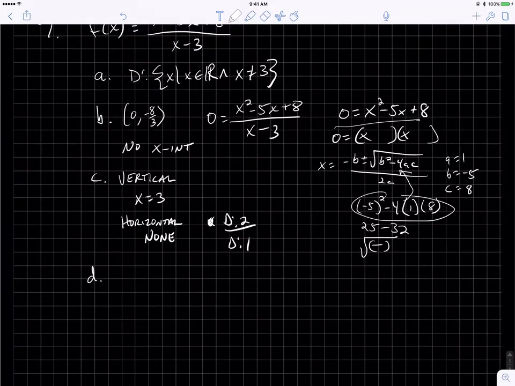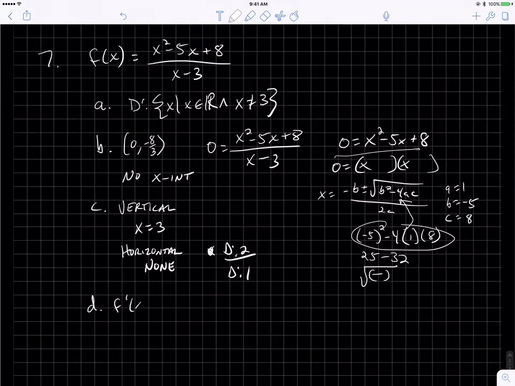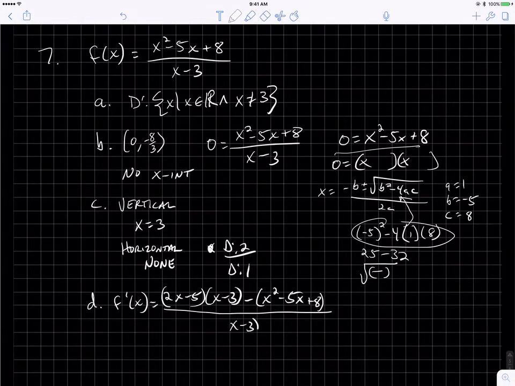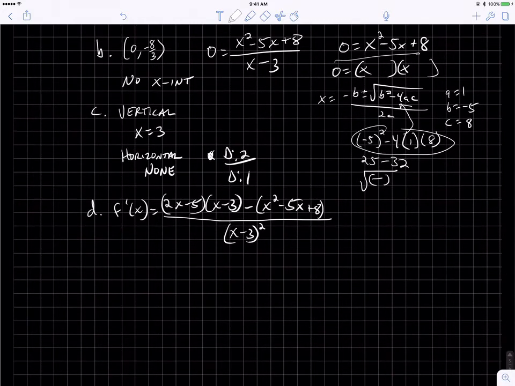D, first derivative test. f prime times g minus f g prime, all over g squared. So I want to simplify this thing.